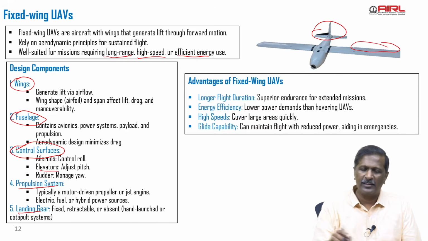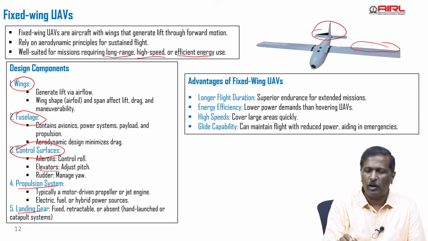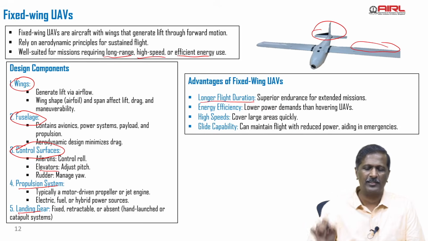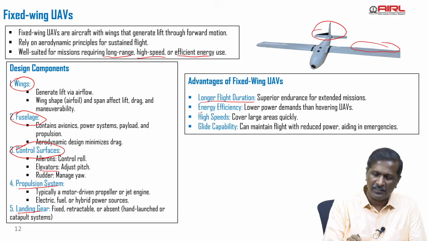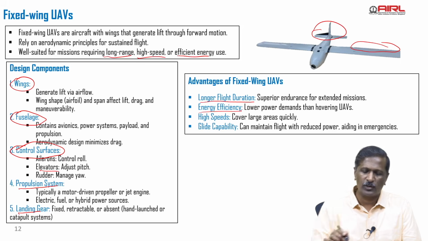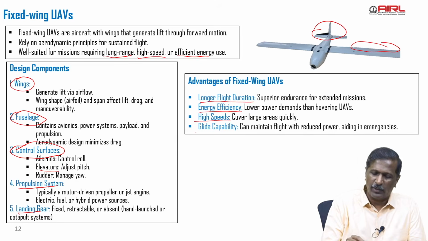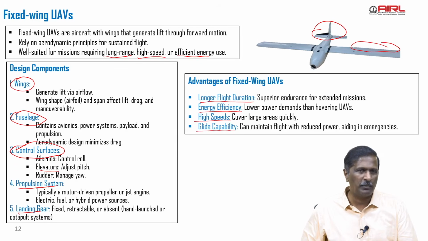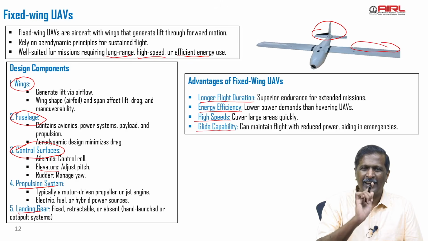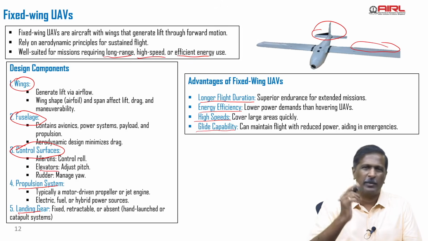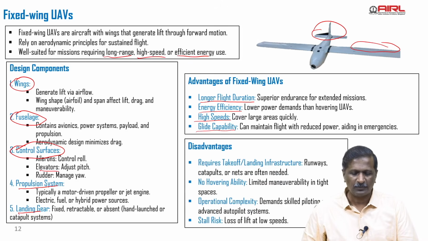Advantage, as mentioned earlier, they are very good for long flight durations, right? They are energy efficient when compared to the multi-rotor. They are suitable for high speed operations. They have the capability to glide. The one disadvantage is they can't hover, but they can just glide around a particular point, right?